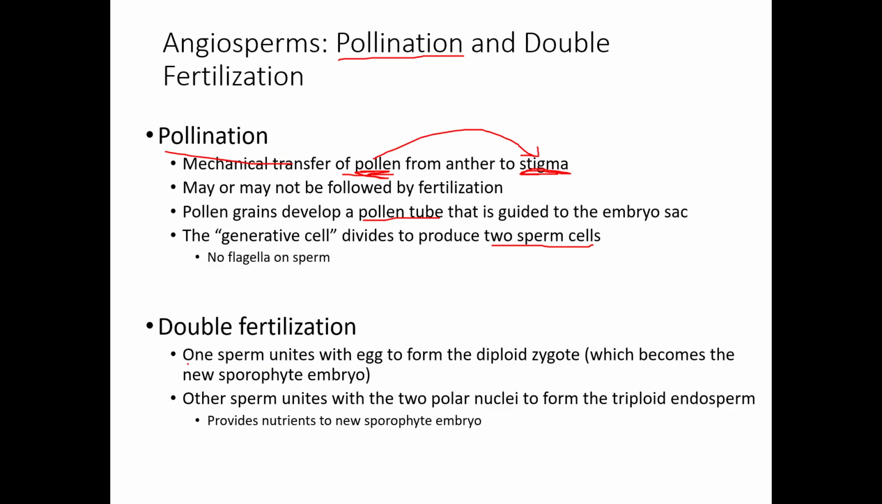So fertilization only occurs when the sperm and the egg fuse, and that creates the diploid zygote. And the other sperm actually gets to fuse with two cells that we call the polar nuclei, which, don't worry about that, we'll just call them two other cells. And that forms triploid tissue called the endosperm. And the endosperm provides nutrients to the embryo. That's its function. It's always its function.